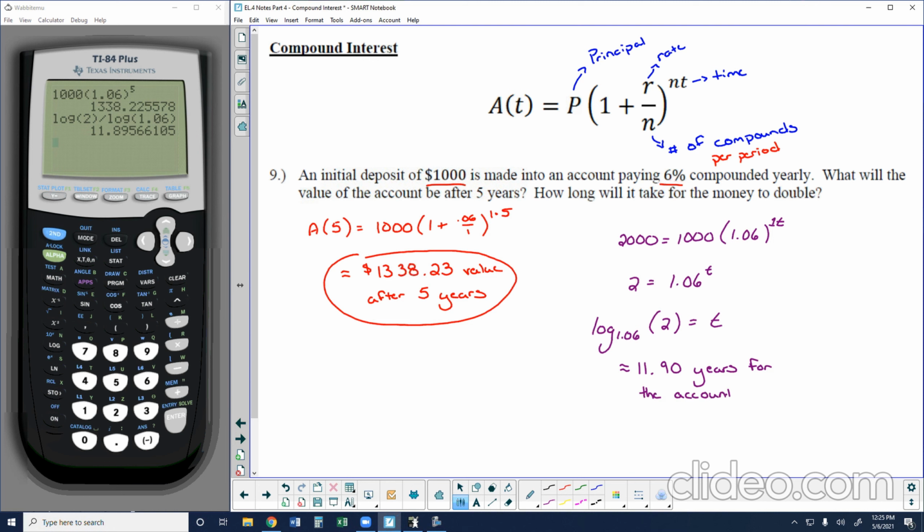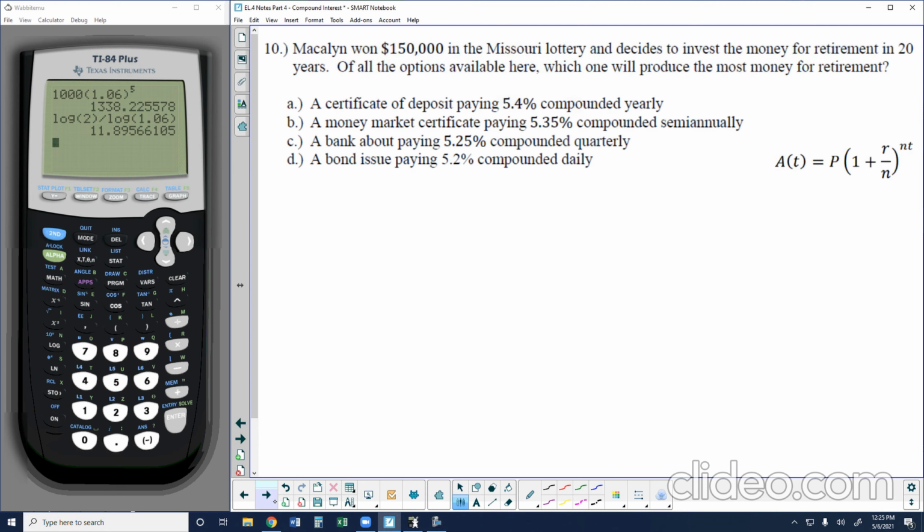So here we see interest compounded yearly, once during the given period. What if that number changes? So let's take a look at problem number 10, where we're actually going to have a variety of scenarios. It says Macklin won $150,000 in the Missouri lottery and decides to invest the money for retirement in 20 years. Of all the options available here, which one will produce the most money for retirement?